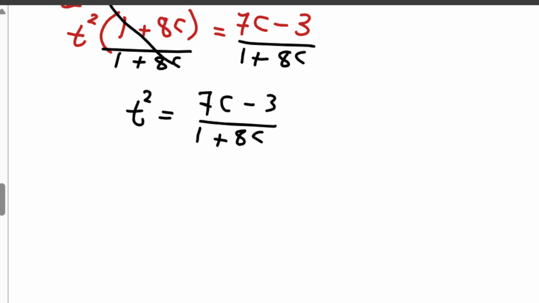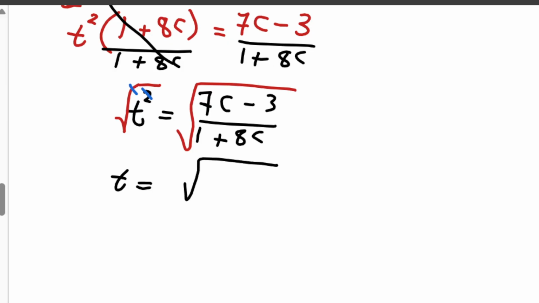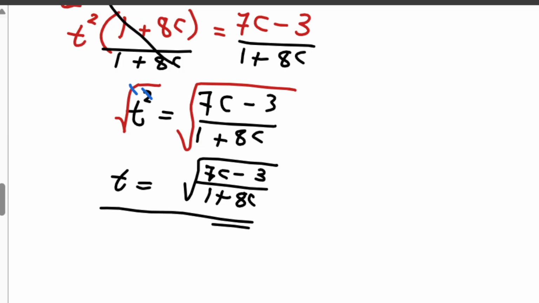We don't want t squared, we just want t. What do we do? We take the square root of both sides. The square root cancels the 2. So we have t equals root of 7c minus 3 divided by 1 plus 8c. This is a full mark, and it's very important to add plus or minus here to get the full mark. And that's your 4 marks.